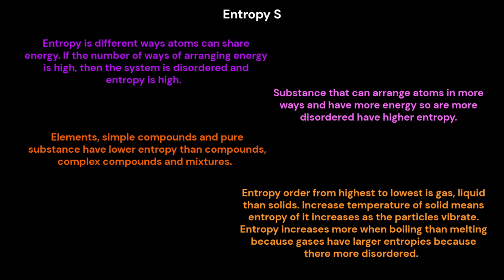Substances that can arrange atoms in more ways and have more energy are more disordered, so they have higher entropy. Elements, simple compounds, and pure substances have lower entropy than complex compounds and mixtures. Entropy order from highest to lowest is gas, liquid, then solid. Increased temperature of a solid means its entropy increases as the particles vibrate. Entropy increases more when boiling than melting because gases have larger entropies because they're more disordered.